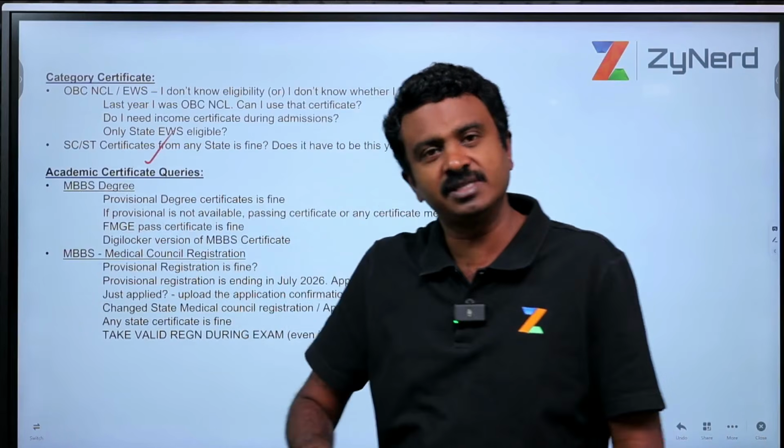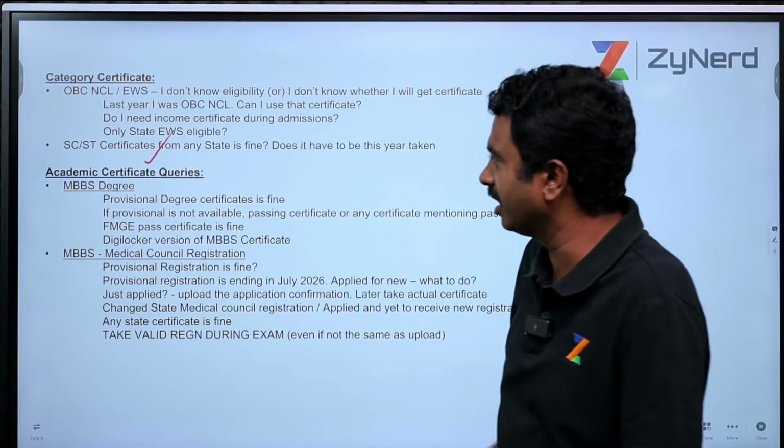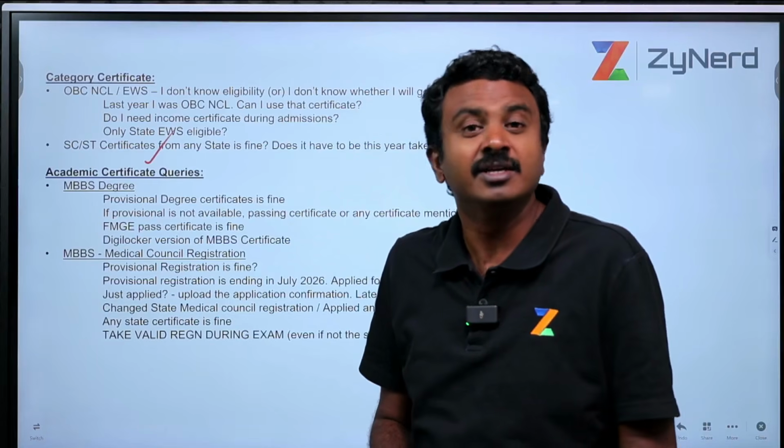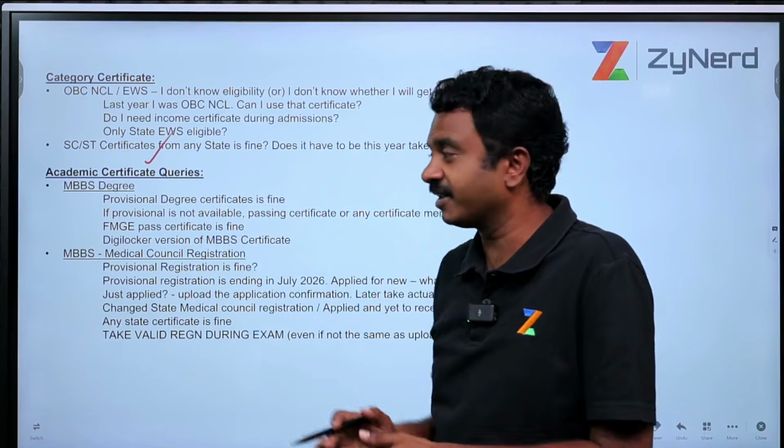Anyways, only with an OBC certificate somebody will get allotted. Otherwise, they won't get allotted. Only with an OBC certificate you will be able to join. Otherwise, you can't join. So anyways, that check is there at the end.